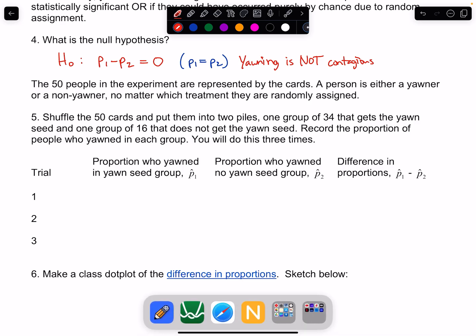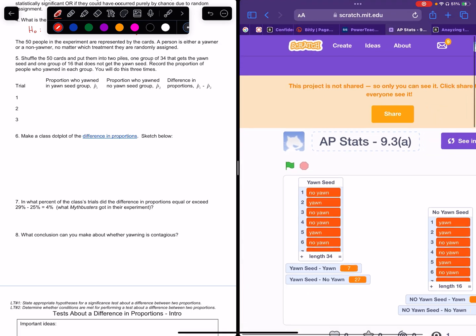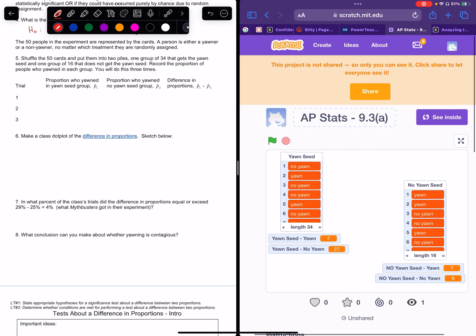Pull this up. Whoops. There we go. So hopefully this will work. You'll see here in a second, I'm going to have 50 people. They're all designated as either yawners or not yawners. It's just a matter of where they get randomly assigned to. So they're either randomly going to get assigned to the yawn seed or the no yawn seed. And really what we're focused on is those first boxes underneath each list that say the yawn seed yawns and the no yawn seed yawn.